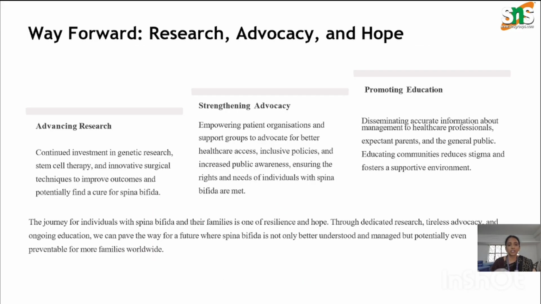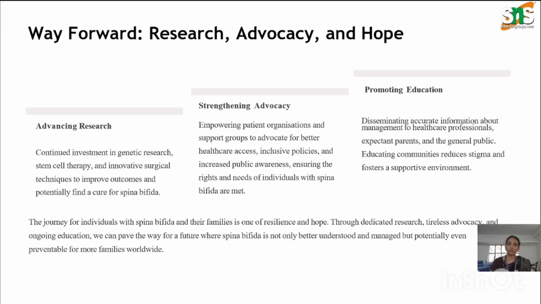Researchers are continuing towards innovative surgical techniques to improve outcomes and potentially find a cure for spina bifida. And we have to strengthen advocacy by patient organizations and support healthcare access and inclusive policies. Increased public awareness should be promoted with the help of society. Promoting education about the management of spina bifida and the general public's role, and educating communities to reduce stigma and foster a supportive environment, is needed.